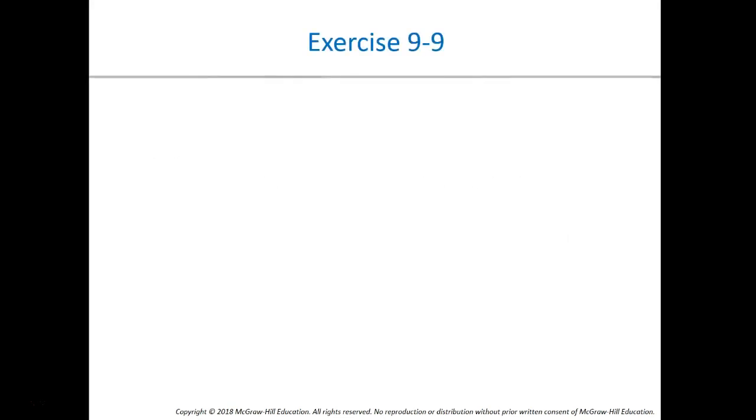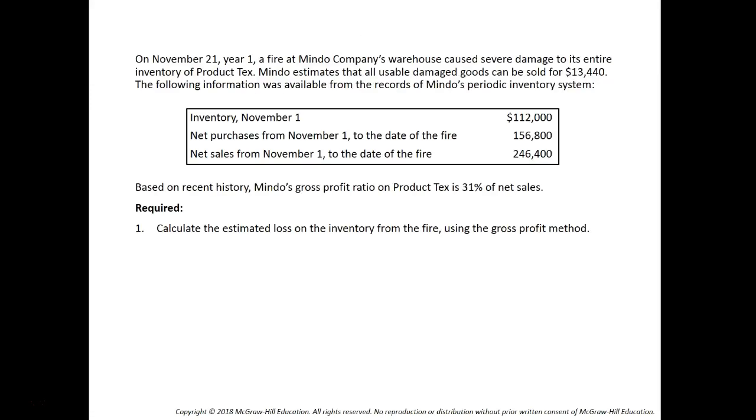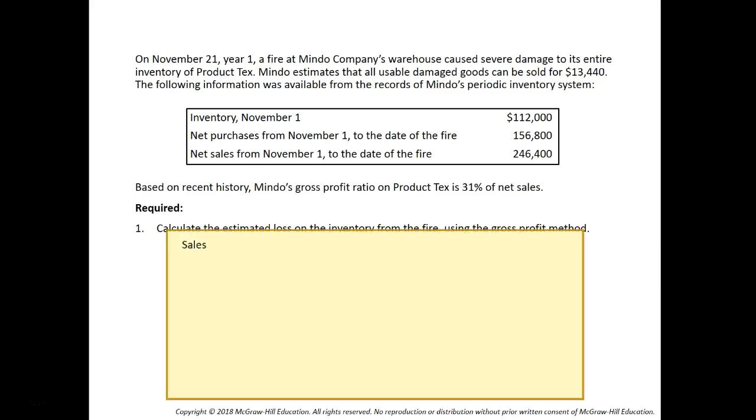Let's now look at exercise 9.9. On November 21st of year 1, a fire at Mindo Company's warehouse caused severe damage to its entire inventory of product techs. Mindo estimates that all usable damaged goods can be sold for $13,440. The following information was available from the records of Mindo's periodic inventory system. The gross profit ratio is 31% of net sales. So our job: calculate the estimated loss on the inventory from the fire.